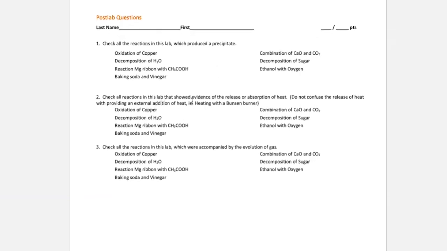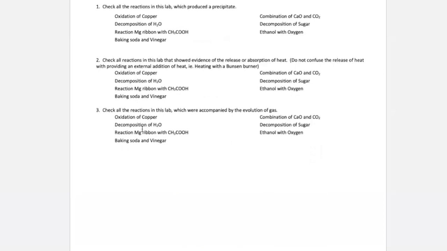Check all reactions in this lab that showed evidence of the reaction that heat is released or absorbed. Do not confuse the release of heat with the fact that you're heating it up with a Bunsen burner or with your alcohol burner. The reaction itself, once left alone, has got to be able to generate heat. Or it absorbs heat, and when it absorbs heat, it feels colder. So these are the chemical reactions that you guys did. Some of these will generate heat, some of these absorb heat.